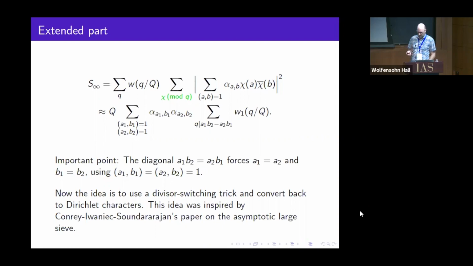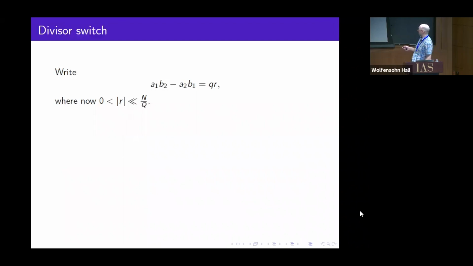So the idea is, you've got A1 B2 minus A2 B1, and you write that as Q times R, and R is your new parameter. So you want to eliminate Q and substitute that everywhere, and R is your new modulus. Basically, if this goes up to N and this goes up to N, then R is going to go up to N over Q. So now, if N is smaller than Q squared, this is now smaller than before, and R is smaller than Q then.